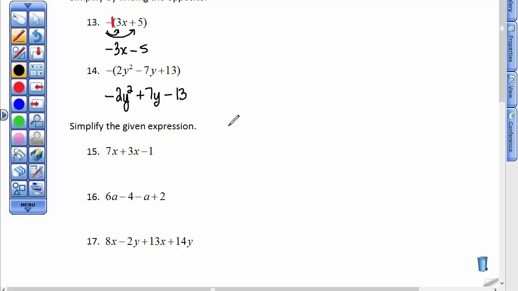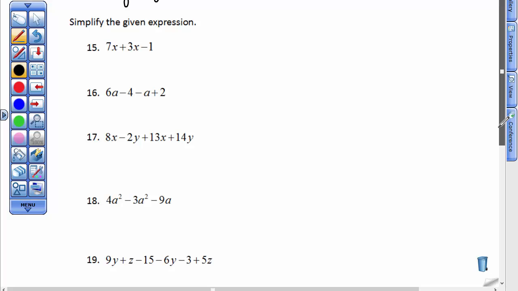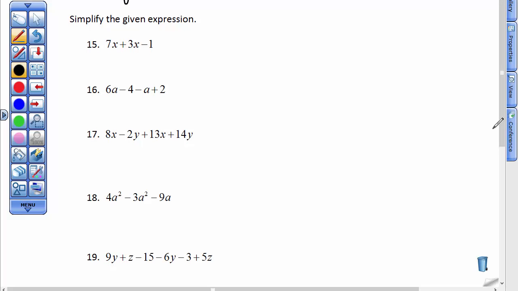Before I close this section out, because I don't want you to have to hear too much at any one time, let's go ahead and simplify a few expressions on this page. What we're trying to do is combine like terms. First of all, I've got a 7x and a 3x. Those are like terms, so they combine.